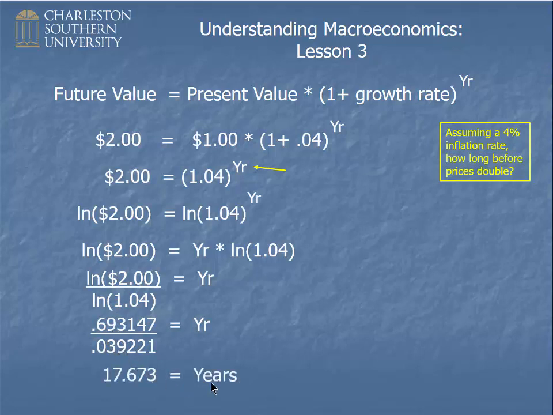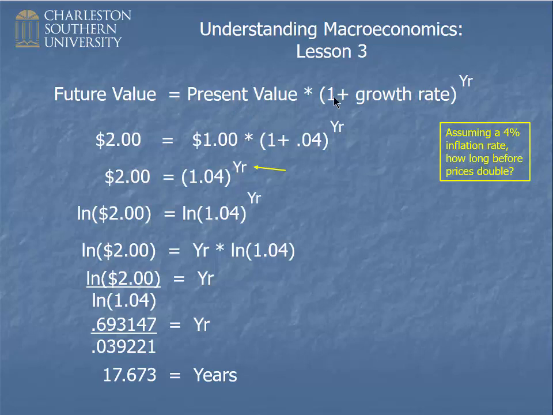And I get the number of years that it would take for prices to double, assuming a 4% inflation rate, would be exactly 17.673 years. So I don't think I'm going to ask you to do this one because it requires logs, and some of you probably haven't used logs in a long time. But all the other things I might ask you.